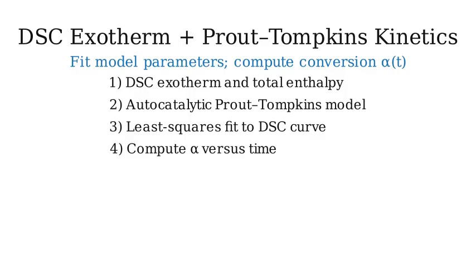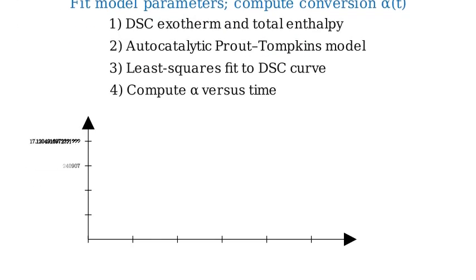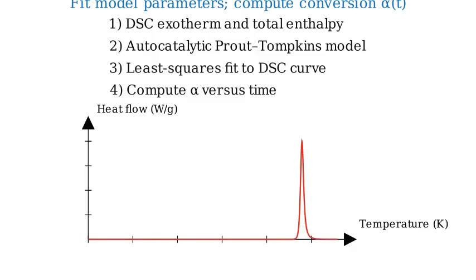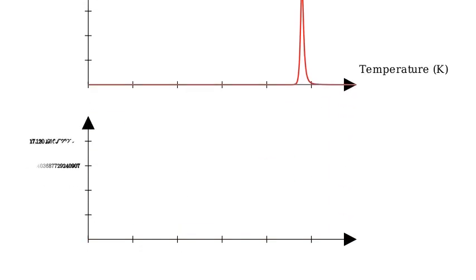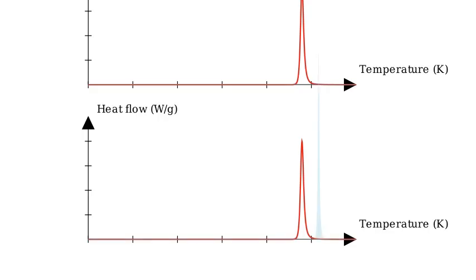First, the DSC signal. On the horizontal axis, we show temperature in Kelvin, and on the vertical axis, we show heat flow, watts per gram. The red curve is a measured exotherm after baseline correction. Its area is proportional to the total reaction enthalpy. The baseline is the zero line. The shaded area is the total heat released, delta H total.